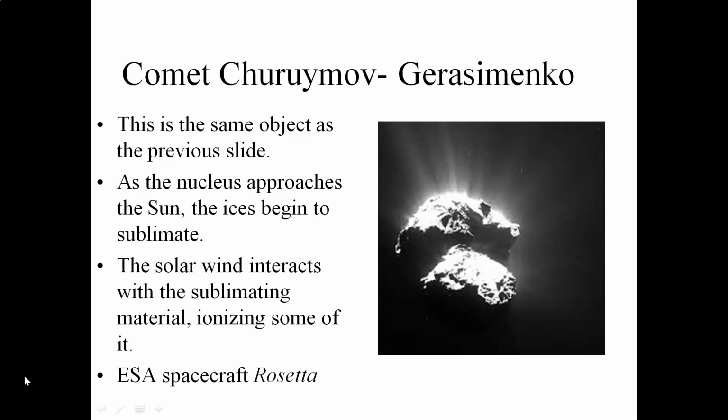And then as the object begins to approach the sun, all of the ices associated with the comet's nucleus begin to sublimate. They begin to melt off. Some of that material interacts with the solar wind, and that ionizes some of it. This produces one of the tails of a comet that is called an ion tail, and it points directly away from the sun. This particular comet, by the way, was studied quite extensively by a European spacecraft in the previous decade, referred to as Rosetta.